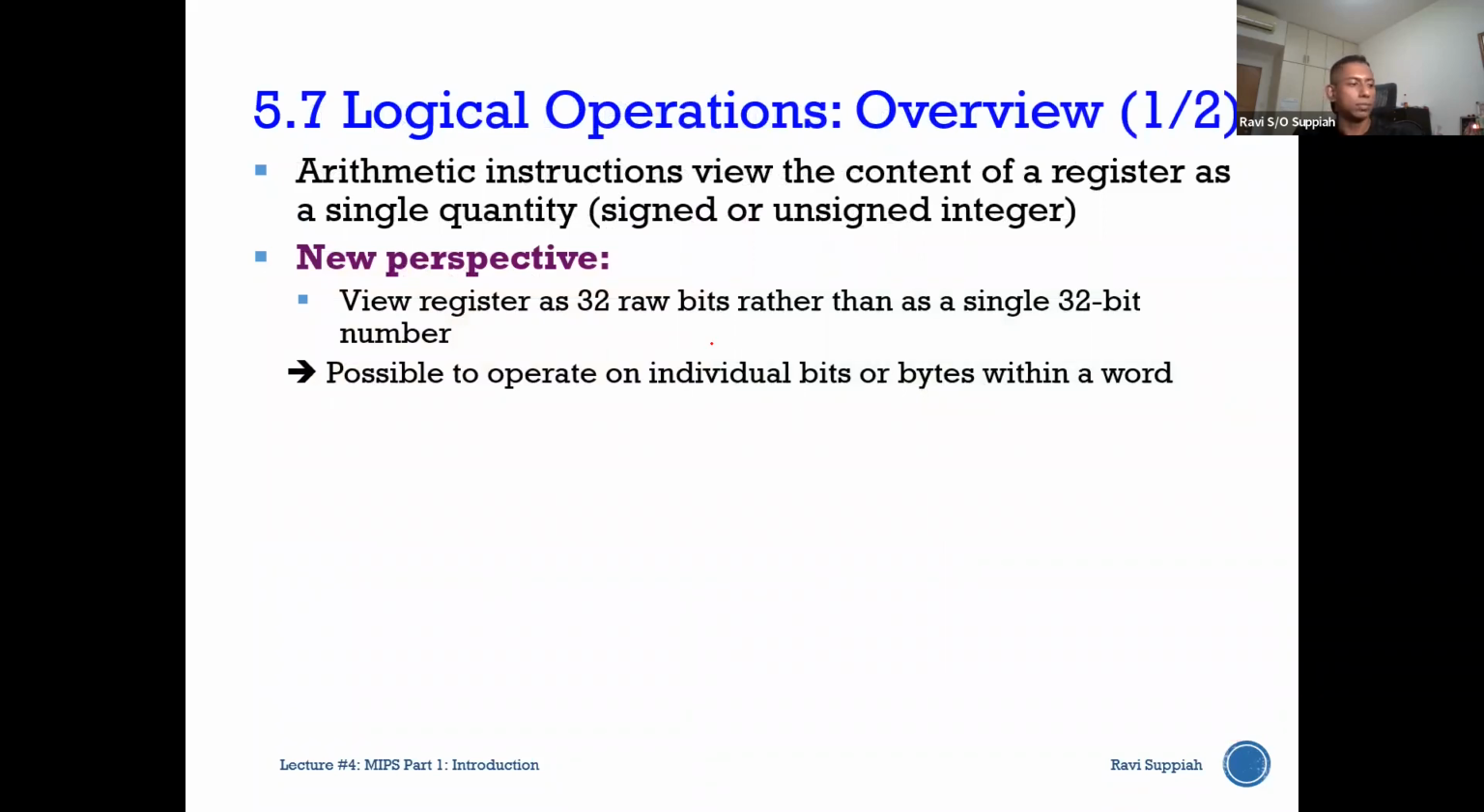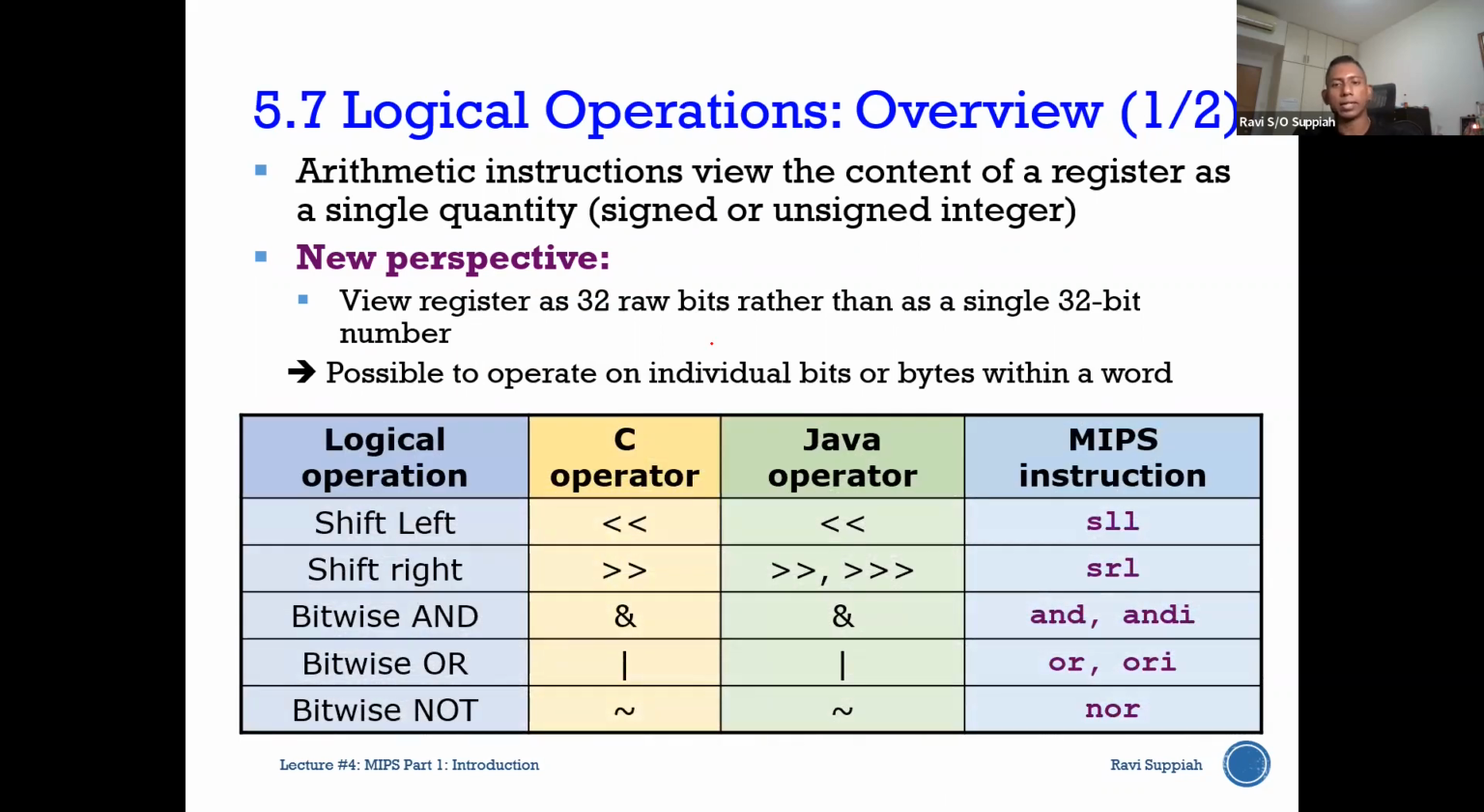Next is logical operations. Just now we were looking at add and subtract and so on. Those are the arithmetic operations. Logical operations are basically to perform operations like AND, OR, and so on. In normal C programming, these are the operators you are probably familiar with: shift left, shift right, and, or, and not. In assembly language, you can perform the same thing.